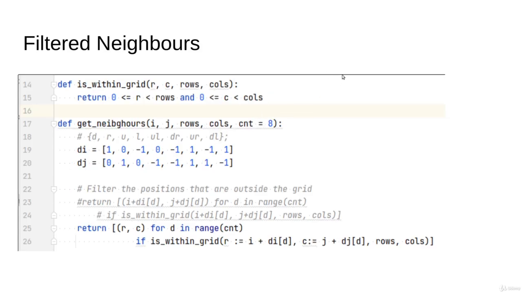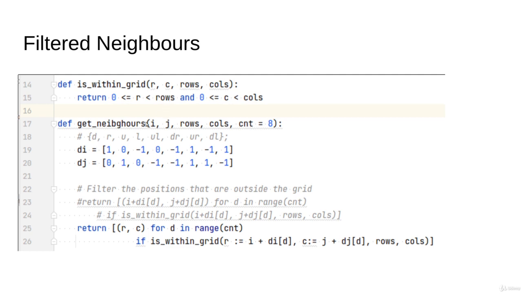Now let's go back to our code. I'm modifying the getNeighbors function to allow me to filter out all of the positions that are outside the grid. To do that, I did two things. I declared the function here, defined the function is within grid. It takes a position R and C, and it takes how many rows and columns are in my list. After that, it verifies if the R is between 0 and rows minus 1, and the column is between 0 and columns minus 1. If this is satisfied, then we know that the R and C position is valid.